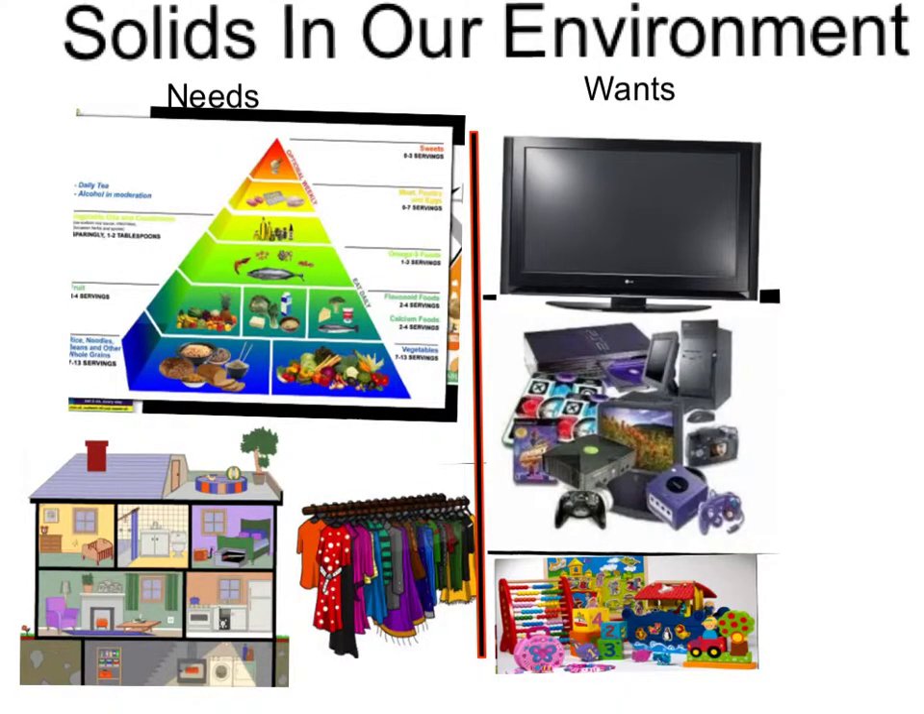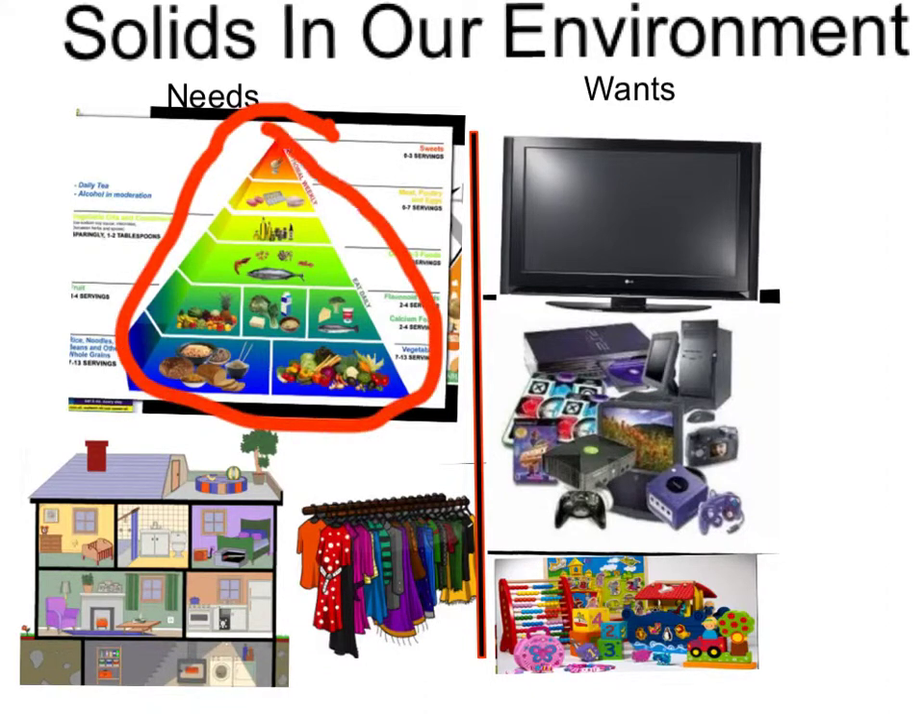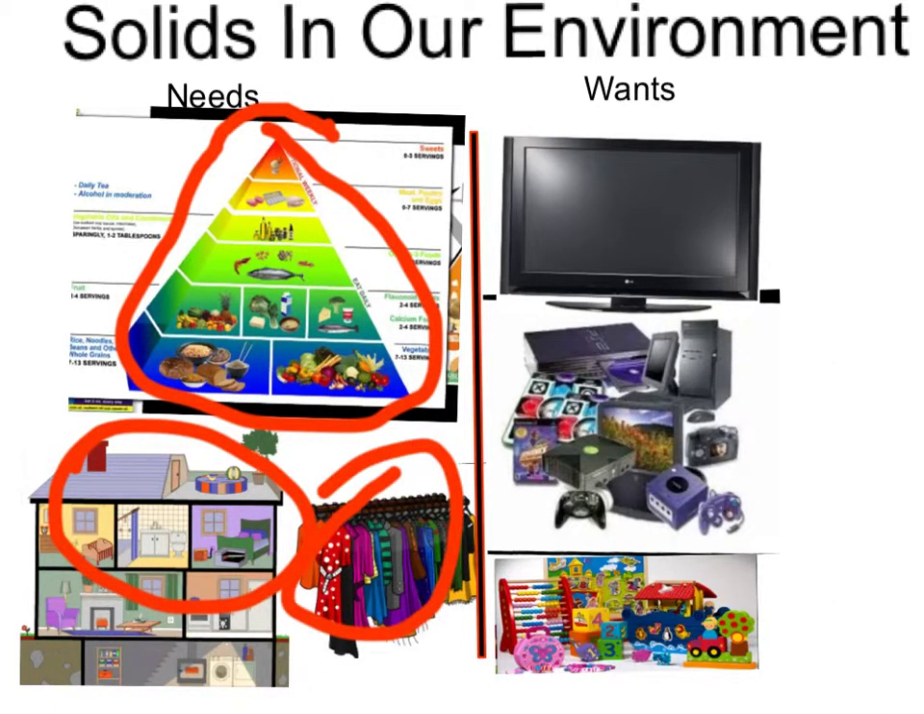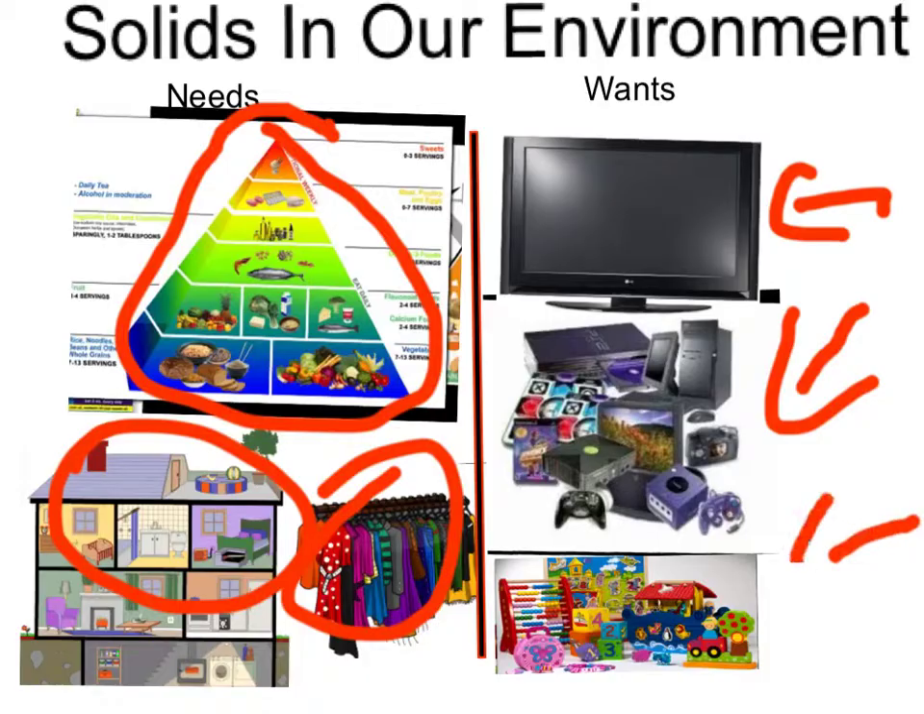Solids in our environment. There are solids that we need and solids that we want. Needs help us live. Some examples of needs are food, shelter, and clothing. Wants are stuff we want, but things we don't need to live. Some examples of wants are TVs, video games, and games.